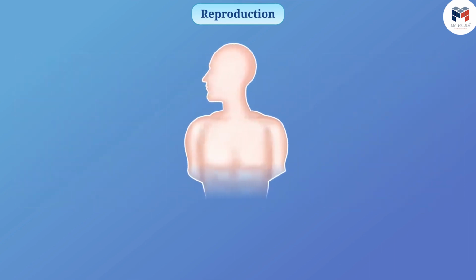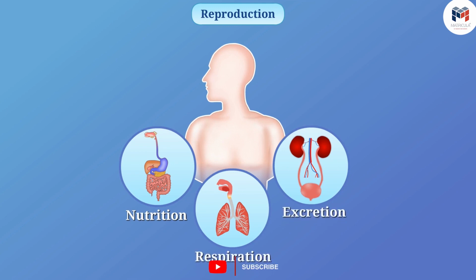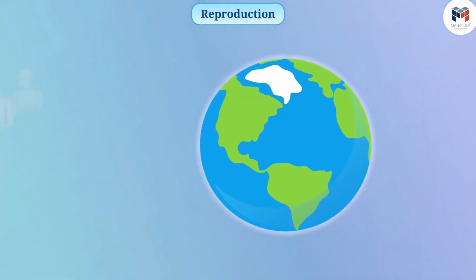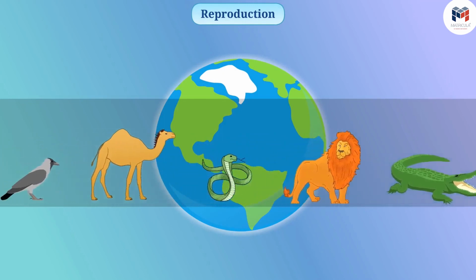We know that various processes like nutrition, respiration, excretion, etc. help to keep the organism alive. Reproduction is different from these processes. It helps the organism to keep its species alive. Without reproduction, no life is possible on Earth.